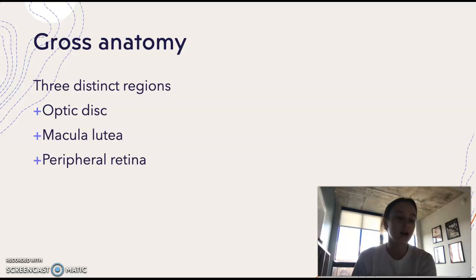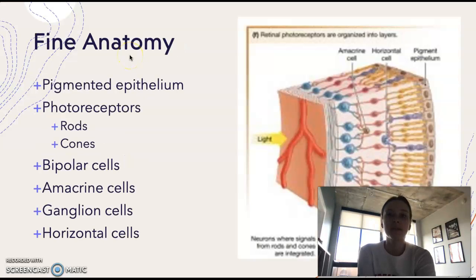The macula lutea, also called the fovea, is the yellow oval spot at the center of the retina that contains blood vessels and nerve fibers. This is the region that has the most acute vision and is the point at which light is focused when you look at an object. The peripheral retina is the area of the retina that surrounds the macula lutea, and it makes up the bulk of the retina.